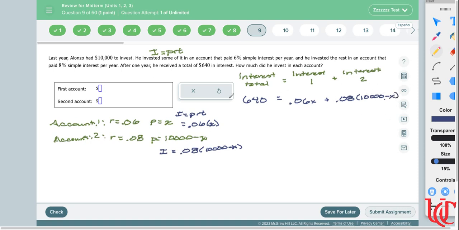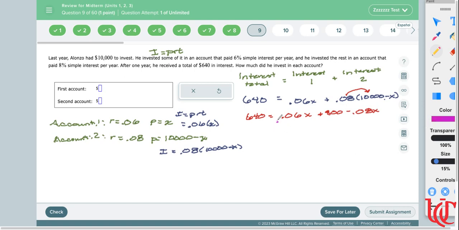All right, so this is actually an equation that we can solve. This is what we're going to be solving. We don't have to worry anymore about the formulas or anything else like that. We're just going to jump right in and get what we have. So 640 equals 0.06x. I'm going to distribute this 0.08 times the 10,000, 2 spaces, get rid of 2 zeros. So this is the same thing as 8 times 100. So this is going to be 800 minus 0.08x.